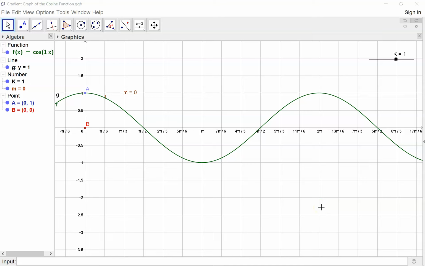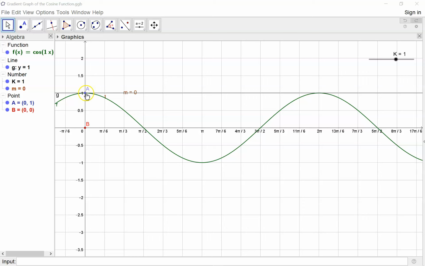In this video, we're going to consider the gradient graph of cosine functions. If we start off with f of x equals cos x, we'll just look at the gradient function between 0 and 2 pi. At the start, you see the gradient is 0. In this section, the gradient is negative, therefore we expect the gradient function to be below the axis.